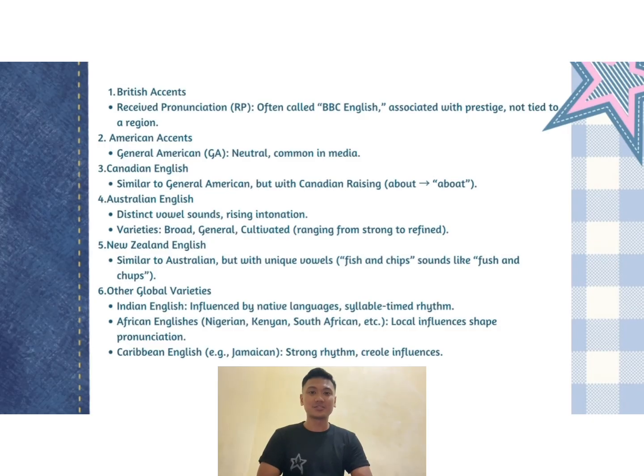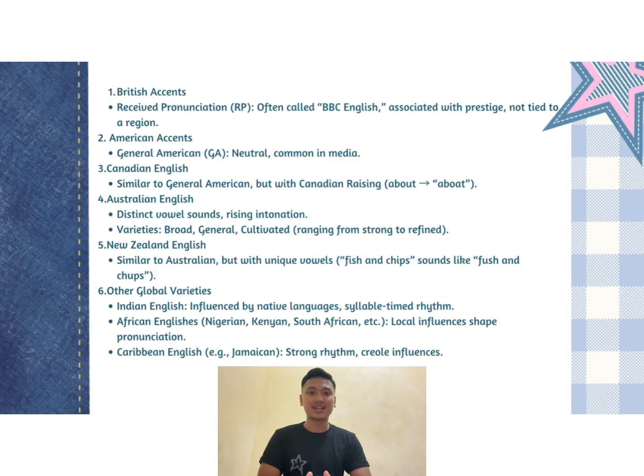First, let's look at British accents. One well-known variety is Received Pronunciation, or RP. It is often called BBC English and is associated with prestige. RP is not tied to a specific region in the UK. Next, we have American accents. The most common one is General American, which is neutral and widely used in media, such as movies and news.